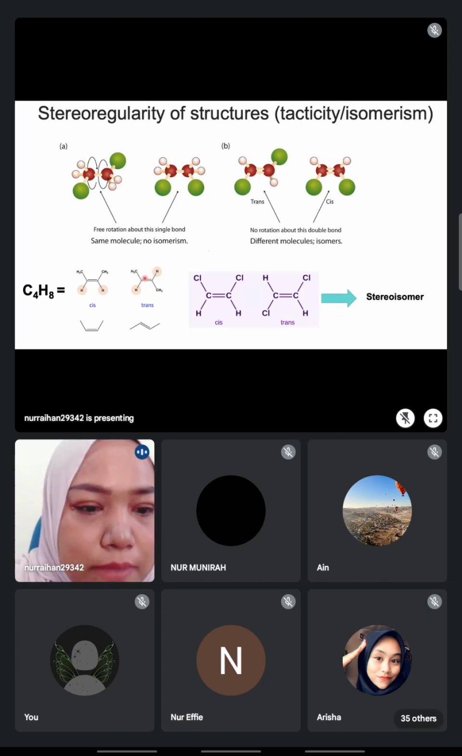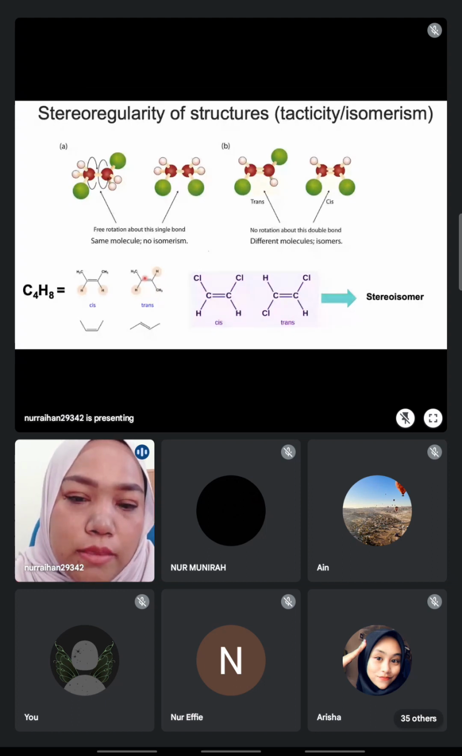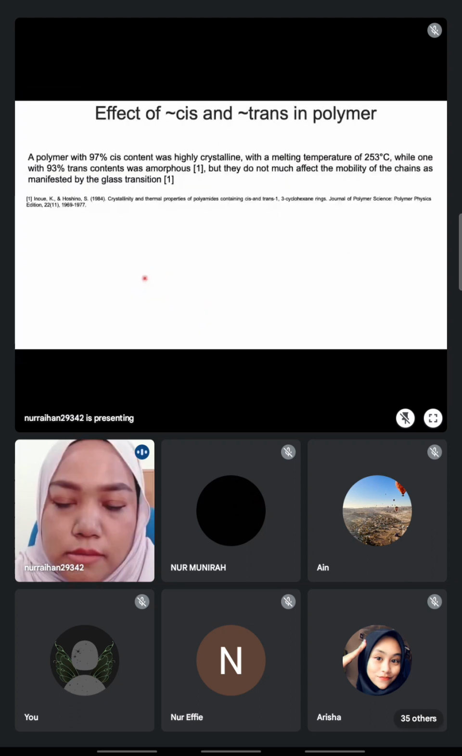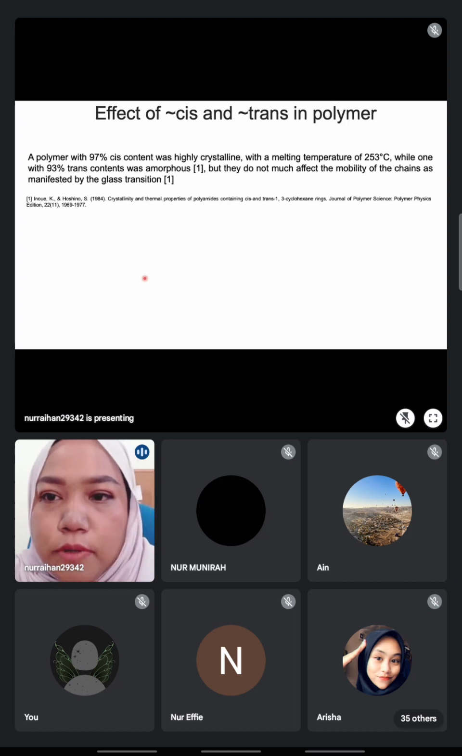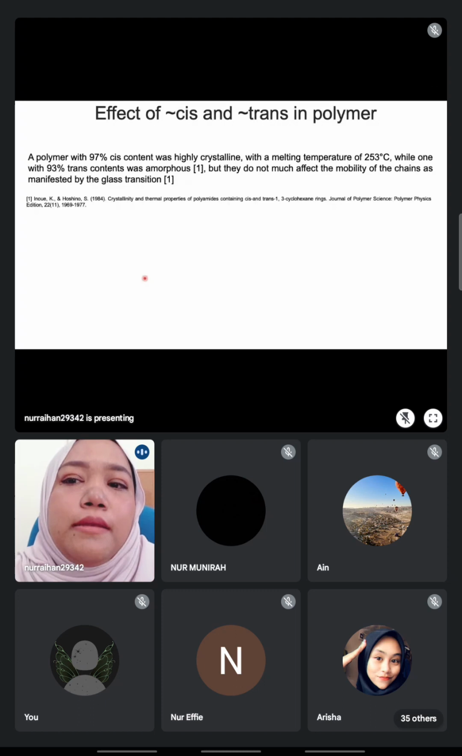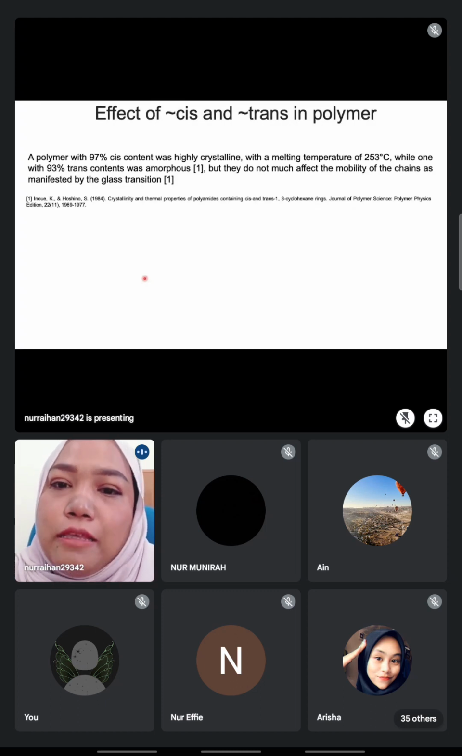So when cis is on the same side, they will be more crystalline. For the trans, they will be on the different side, so they are more amorphous. So we know that when they are crystalline, the melting point will be higher. But in this research, in this one paper, they mentioned that for the cis and trans polymer, the melting temperature will be different, but the glass transition temperature will not be affected.